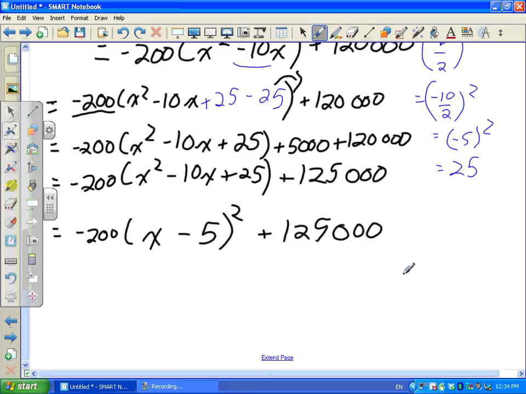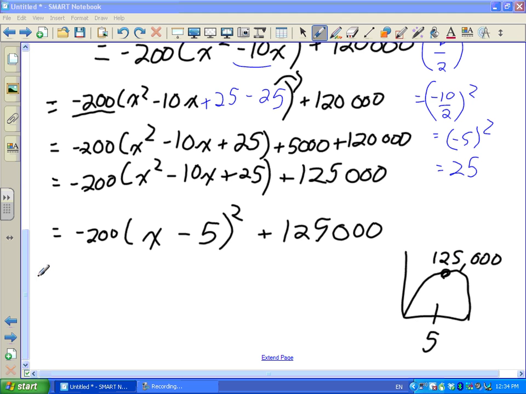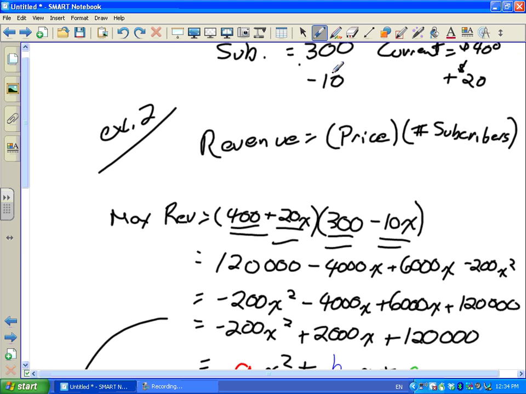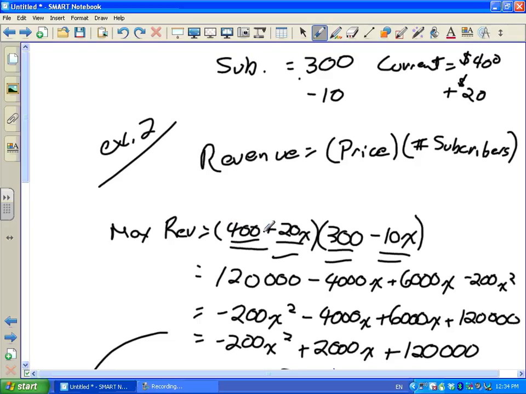So if we were to quickly graph it, we know that 5 and 125,000. So what that means is we have 5 increases of $20. So let's go back to our original equation. Our original equation up here, where we had 400 plus 20x. We discovered x is 5, okay?